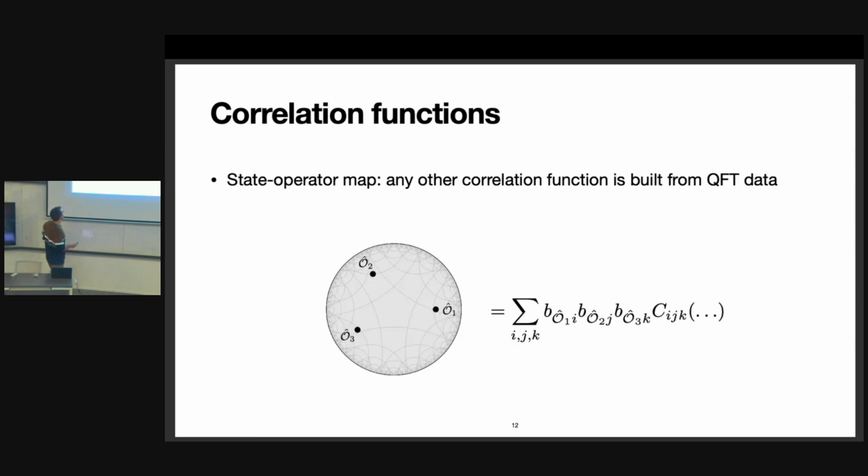So any other correlation function, for example a three-point function in the bulk, you can expand all three operators to the boundary, and then you get the OPE coefficients on the boundary, and you will get some conformal block here. So in principle, every correlation function can be decomposed in this way.